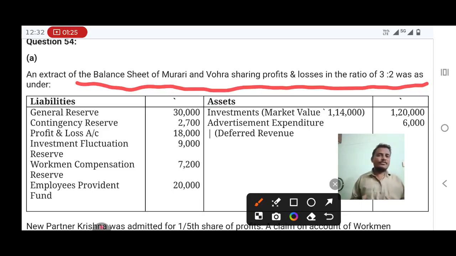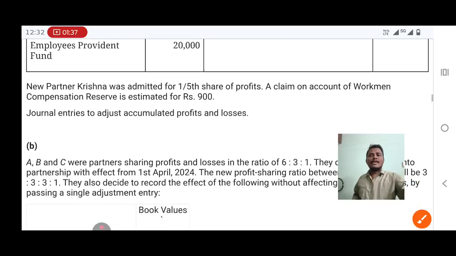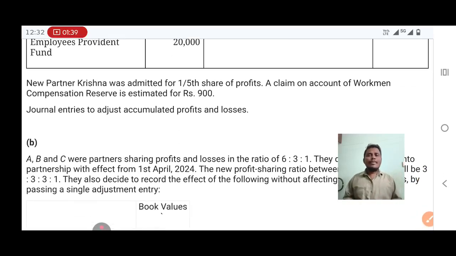Advertisement expenditure or deferred revenue expenditure, it is also known as advertisement suspense account, is 6,000. Now they are asking you to show: new partner Krishna was admitted for 1/5 share of profits. A claim on account of workmen compensation reserve is estimated at 900. Pass journal entries to adjust accumulated profits and losses.